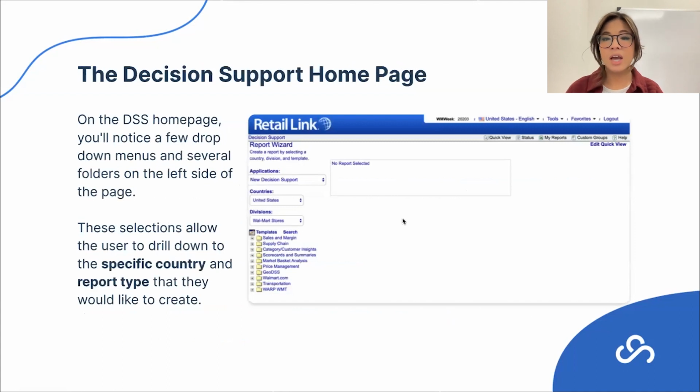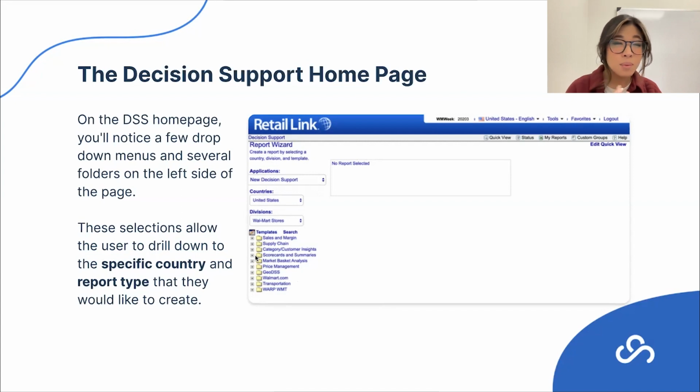So if you guys are following along at home or at the office and you just want to see what it looks like, basically when you click on Decision Support New, you should land on a page that looks like this. So you'll see across the left-hand side the different countries and the different divisions that are available to you. As a general rule, 95% of you guys are probably just going to need the United States, and the division is going to be Walmart stores.